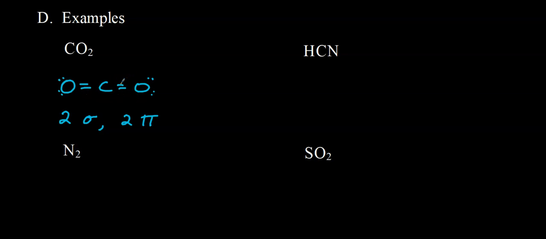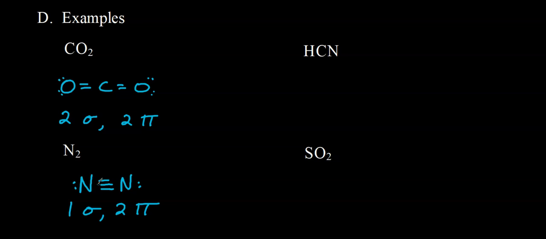All right, next one, draw a Lewis structure for diatomic nitrogen. Pause the video now. For nitrogen, we have a triple bond. So how many sigma, how many pi? We have one sigma bond and two pi bonds. One of these is sigma and the other two are pi bonds.